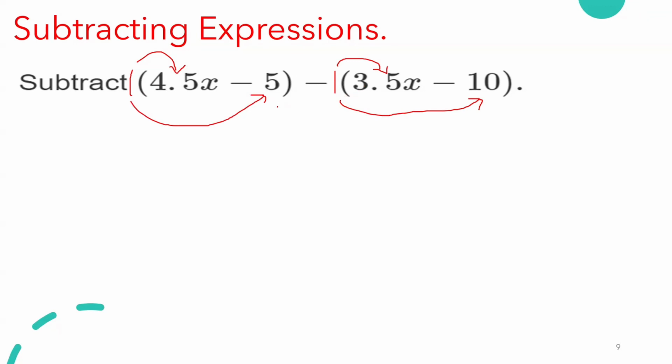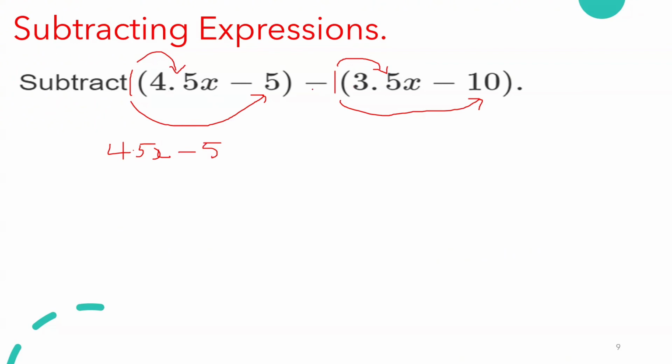Always pay attention to the sign in front of the term. So as we said before, we're going to distribute the 1 here. 1 times 4.5x is 4.5x. And positive 1 times minus 5 is minus 5. So we're done with the first parentheses.